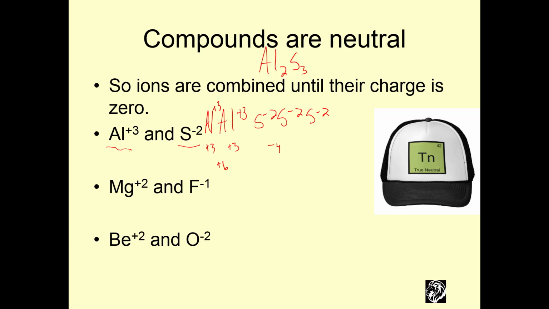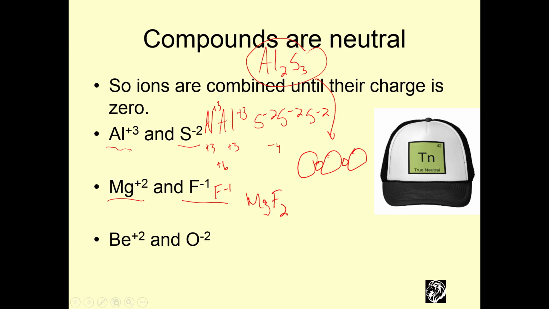Positive ions are small, so I could have small, big, small, big. Now if I have S3, I'll put another big one right here. That would be Al2S3. If I have Mg plus 2 and F minus 1, do you see how I need another F minus 1? I don't want any more F minuses to balance out the charges.